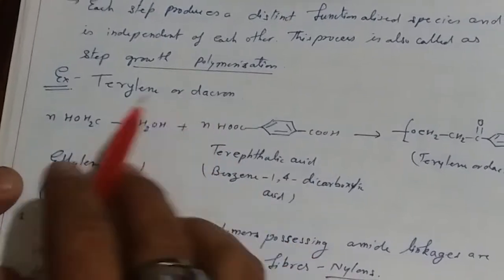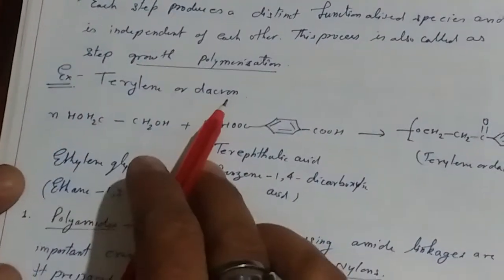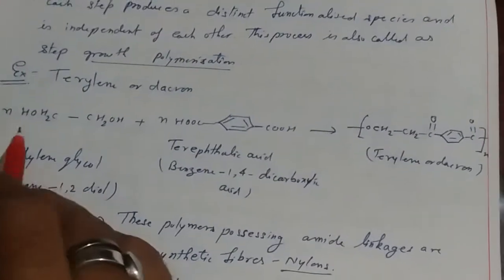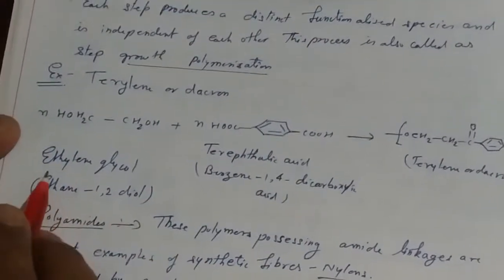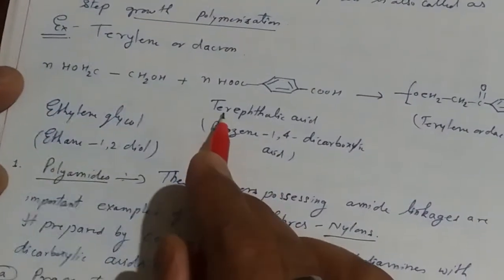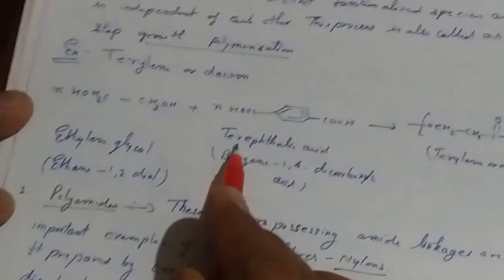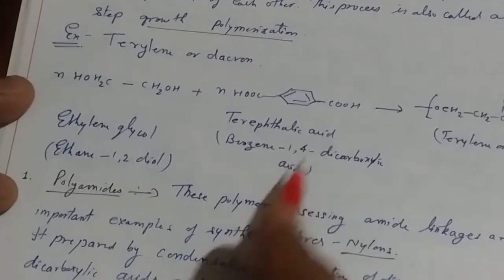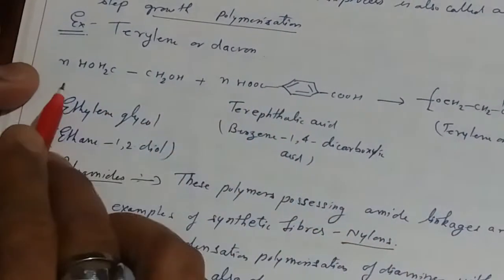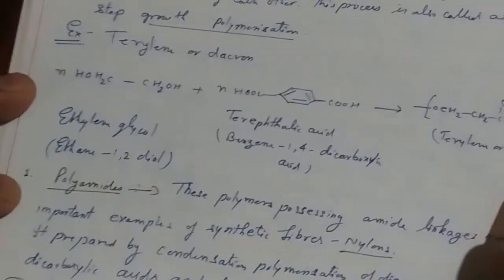For example, Dacron or Terylene. I have already asked this question in your assignment. Ethylene glycol, this is ethane-1,2-diol, reacts with terephthalic acid, that is benzene-1,4-dicarboxylic acid, and produces terylene in this form.